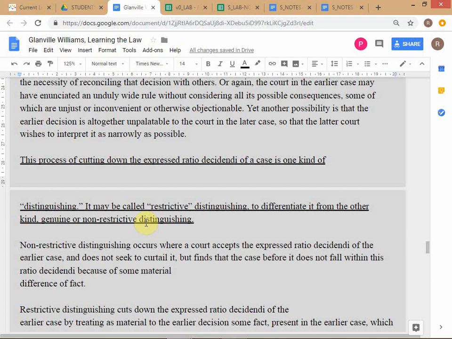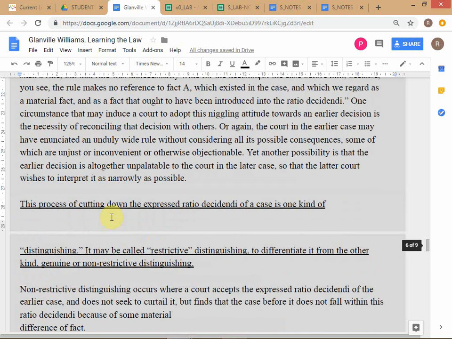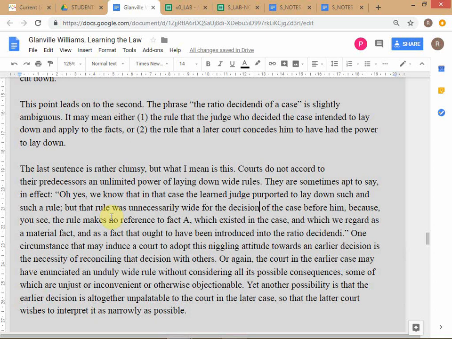If you feel that the rule is too wide, obviously only a senior court can do this, or the junior court would have to follow the process by referring it to the Chief Justice and a larger bench. But essentially, the idea of restrictive distinguishing is that you feel the ratio of the previous case, even if explicitly laid down in that case, was unnecessarily wide.